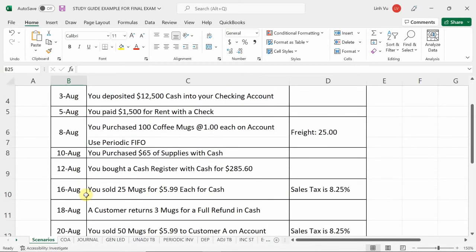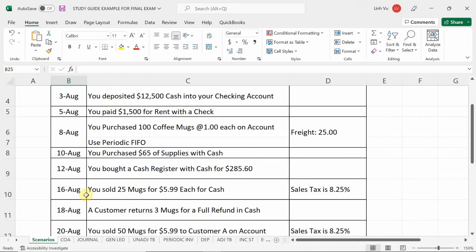Now it's August 8th, and you decided to purchase 100 coffee mugs for $1 each on an account. Okay. Here, it says right here, you're going to be using periodic FIFO. Okay. And your freight cost you $25.